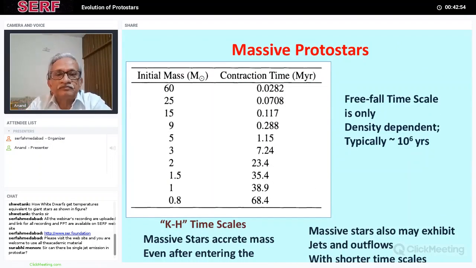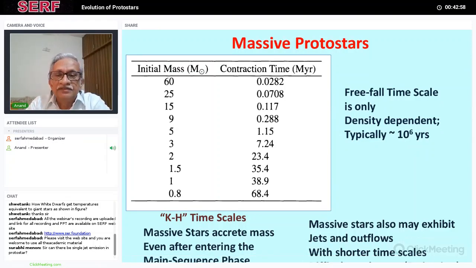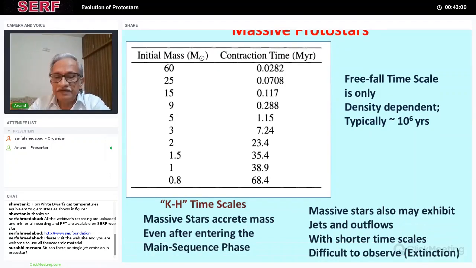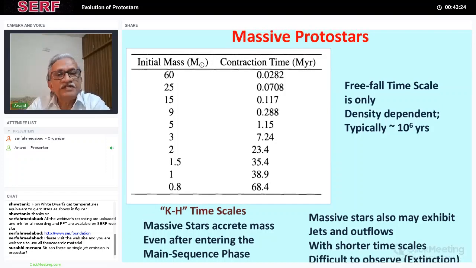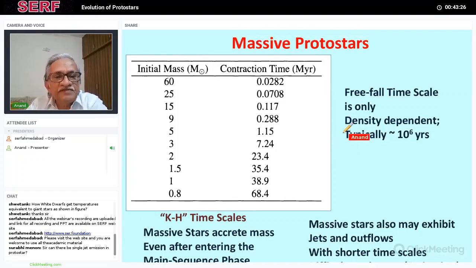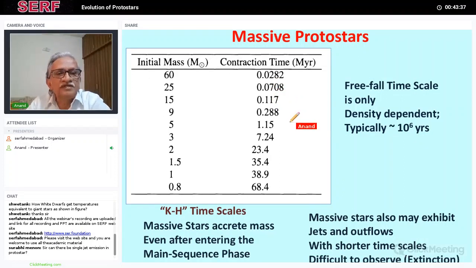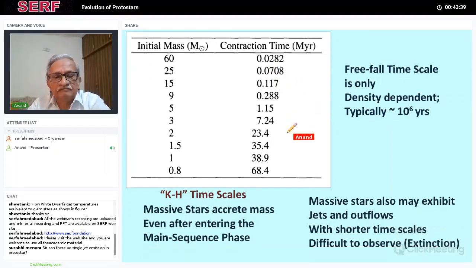Now, massive protostars. There is a large difference between the low mass protostars and the high mass protostars. Free fall time scales, which I have already said, are much larger compared to the contraction time scales for the high mass stars. So they reach the main sequence before the accretion stops. That's the fundamental difference between the low mass stars and high mass stars.